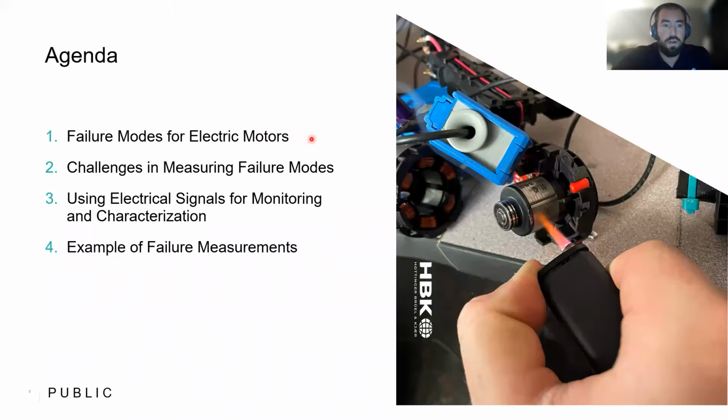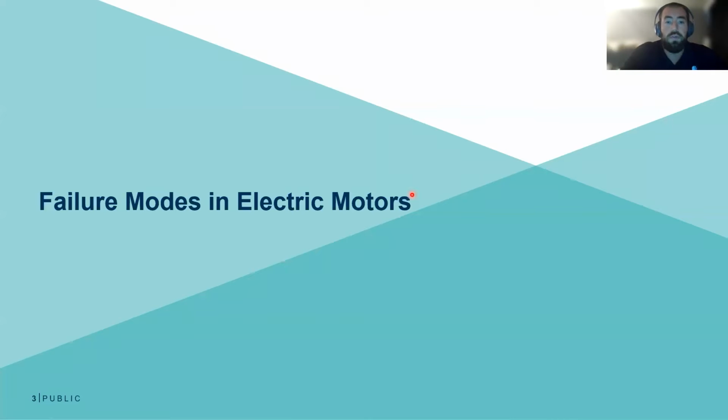So for the agenda, we're going to start off with what are some of the main failure modes in electric motors, and really do a dive into more of the fundamental backgrounds. We're going to look at what are some of the challenges in measuring failure modes and durability, because it's not always straightforward. We're going to look at how we can use electrical signals for monitoring and characterization of these failure modes. And then we're going to go through a little example where you'll find out why I was taking a lighter to a motor rotor. This is my hand. This is a lighter. That is a rotor. So please stick around and find out why. So we'll jump in.